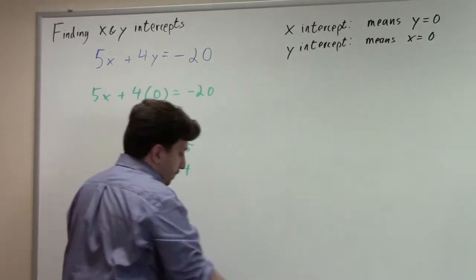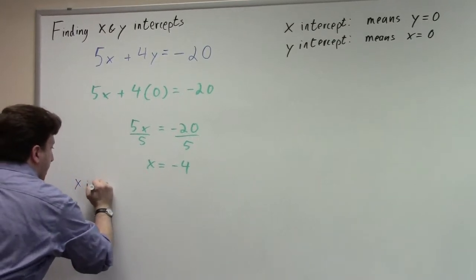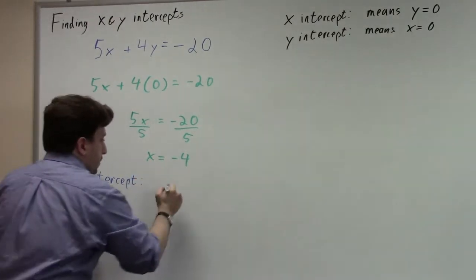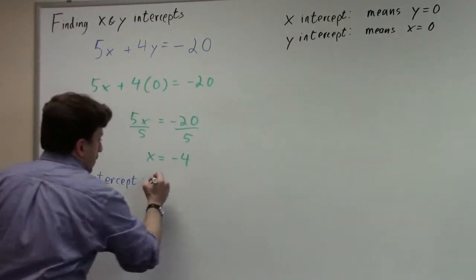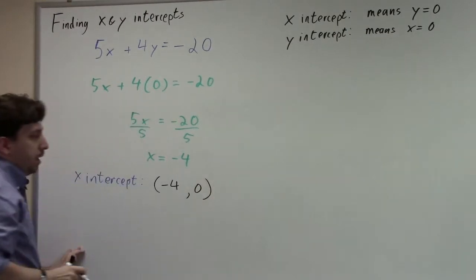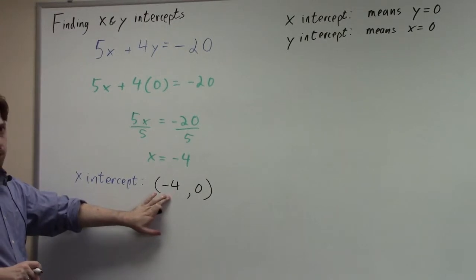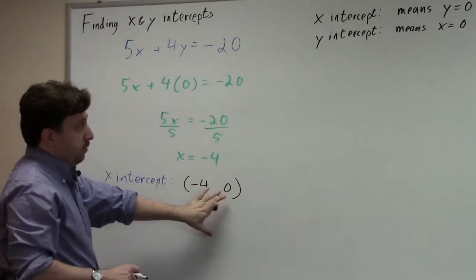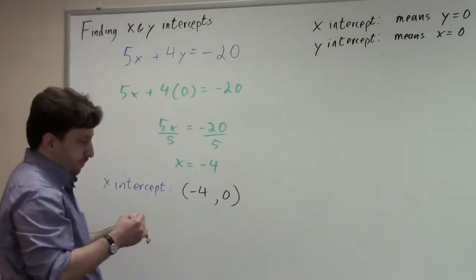So our answer here for our x-intercept would be the coordinate point negative 4, 0. And it's really, really important here that you make sure that your x value is negative 4 for your x-intercept, because that's what we ended up with as a result. X is negative 4. And your y value is 0 because by definition, x-intercept means that y equals 0.